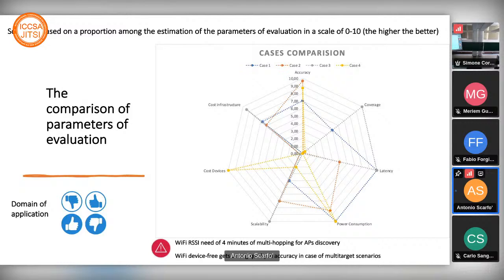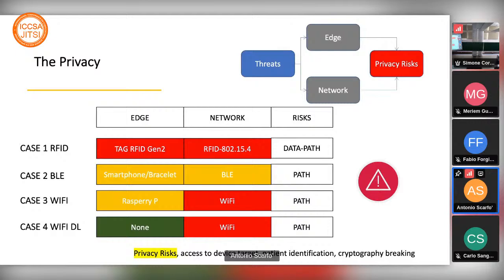Related to the privacy, what I did is to take the edge devices and the protocol used in the cases, and match them with the threats I showed in the previous slides. From that, I evaluated the risks. I did a qualitative evaluation of the risks, and I reported this evaluation in the matrix that you can see. Well, the red color means that the edge and the network are more risky compared to the other edge devices and network protocols used in the other cases.